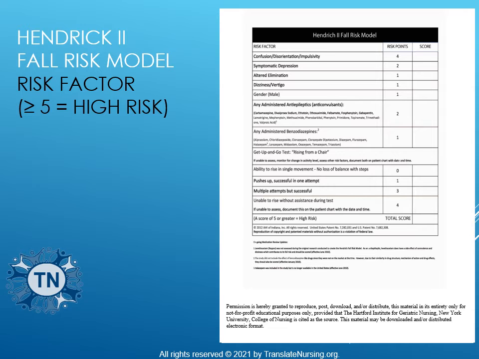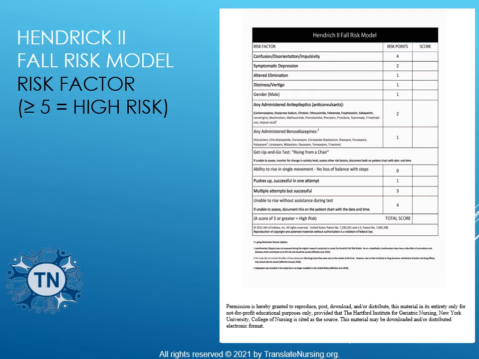This particular scale is asking similar questions to the Morse scale, such as confusion, but it's also adding symptomatic depression that puts the patient at risk, and altered elimination, such as a Foley catheter, is also adding points to put the patient at risk, as are dizziness or vertigo. Studies also showed that males are at higher risk for falls. So in this tool, that's added to this particular assessment.